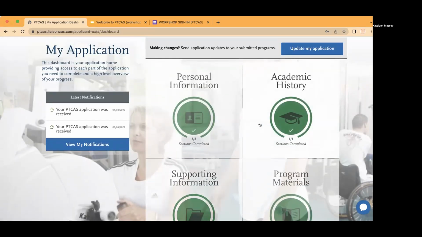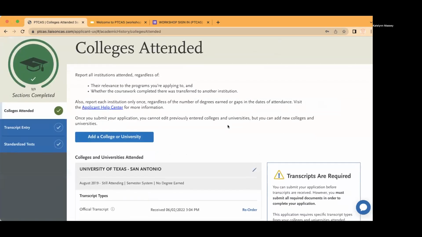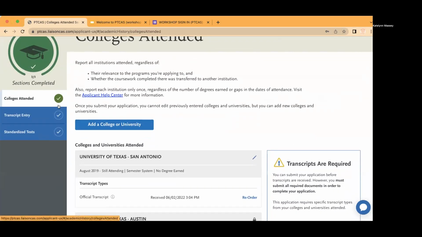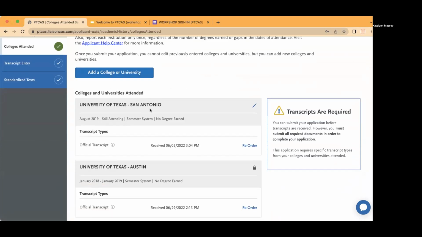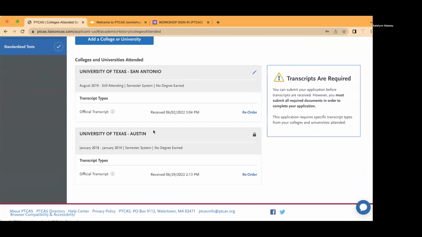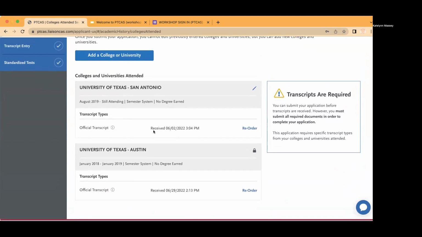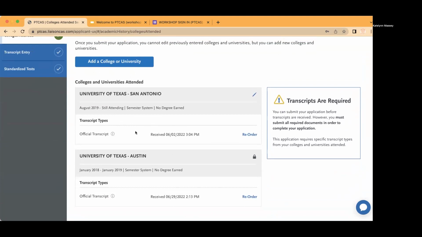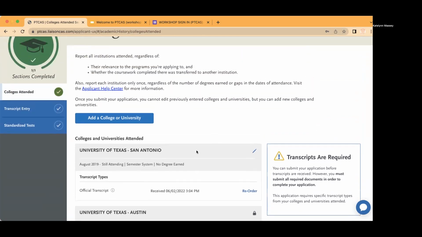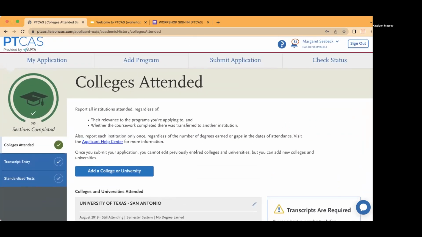Moving on to academic history. This is where you're going to put the colleges you attended. There's a separate little tab, and you can just put different ones. So I put UTSA, and then I put UT Austin for the classes I took. And this is where you're going to order those transcripts. As you can see, it's transcript type, official transcript, and then it's going to say we received it. Official transcript received right here. You'll just have to go to UTSA's place, and then wherever you did your other credits and everything, and then you're going to order it and give that college the information for PTCAS.